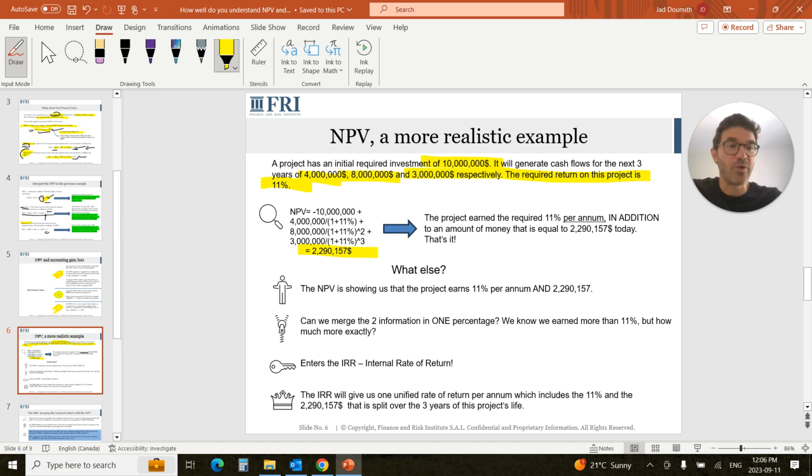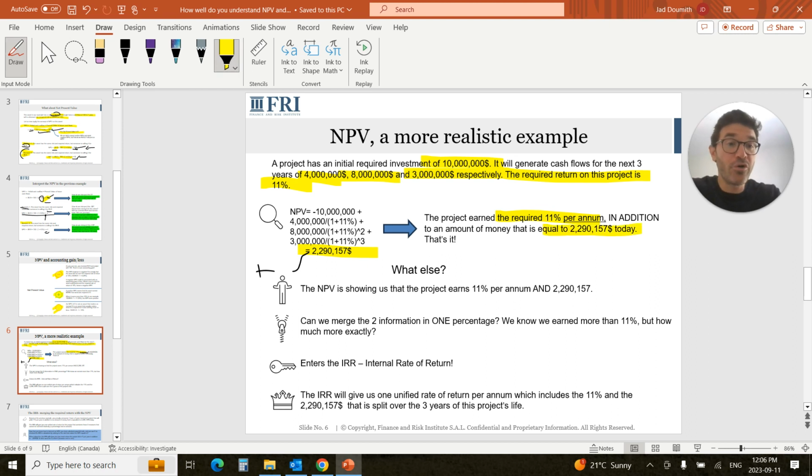Of course, CFA Level I candidates can use their financial calculators using the NPV and cash flow function. Once we have the NPV equal to positive $2.29 million, we now know how to provide a perfect interpretation. So this project earned the required return of 11% per annum. How do we know that? We know it for a fact because the NPV is positive. It means that we earned more than the required rate of return of 11%. How much more? By an amount that is today worth 2.29 million.